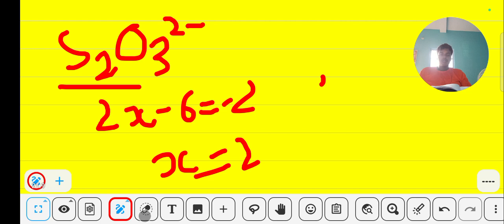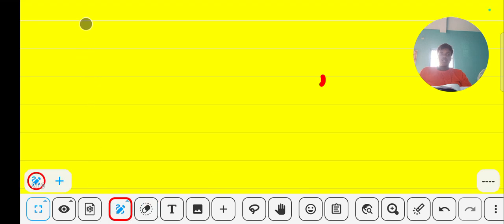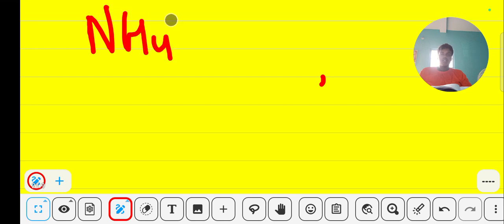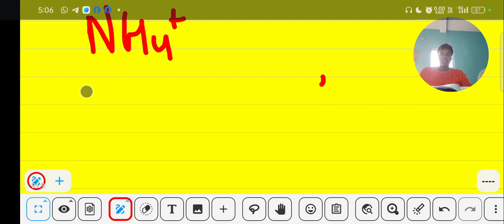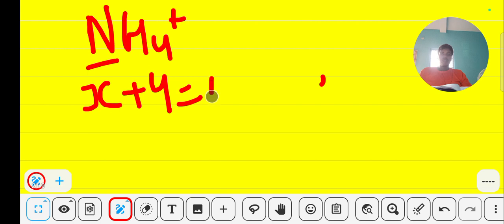Now let's talk about ammonium, that is NH4+. We have to calculate nitrogen. x plus 4 is equal to 1. From here x will come -3.